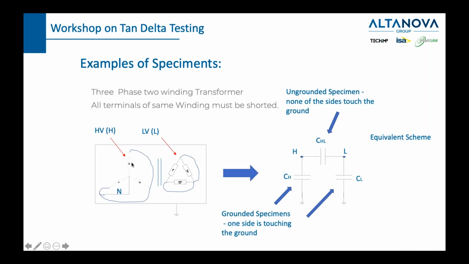If we short circuit the primary and the secondary side of a two-winding transformer, we will get a scheme like the one we see here. We will have the capacitance between the high voltage and the low voltage, CHL, and we will use UST, or ungrounded specimen test, to measure this. Why? Because it's not touching the ground. While CH and CL, the capacitances between high voltage and ground and between low voltage and ground, are touching the ground, we will use a GST or a GST-G method to measure these capacitances.